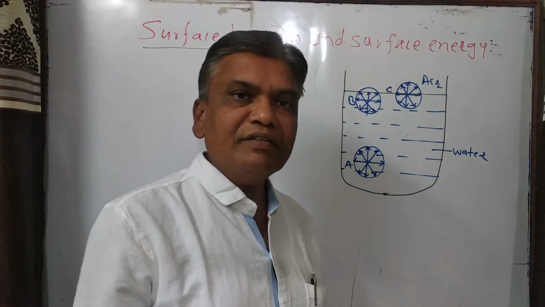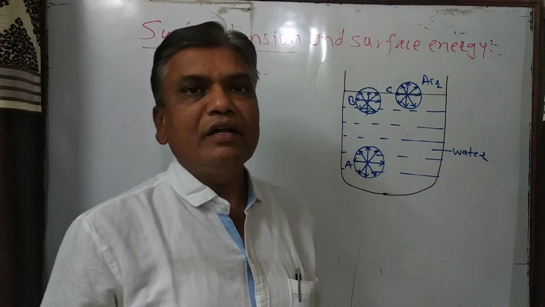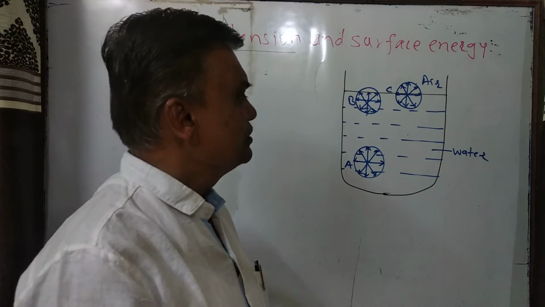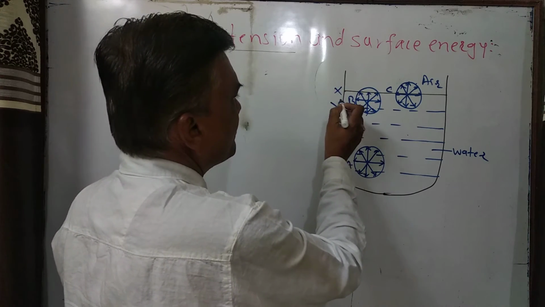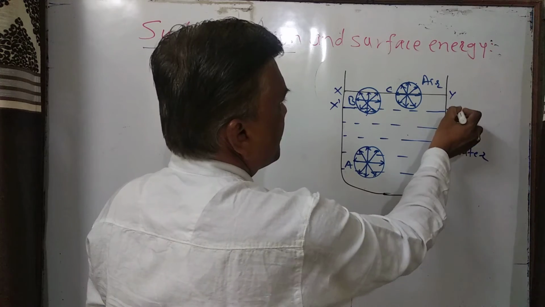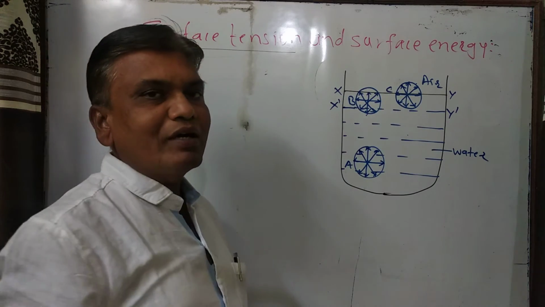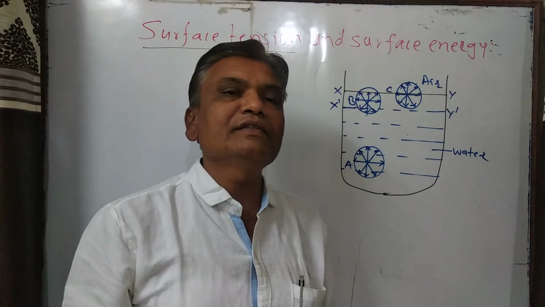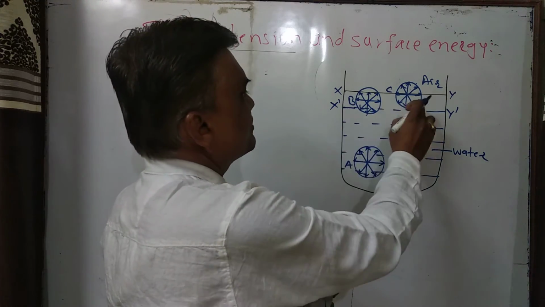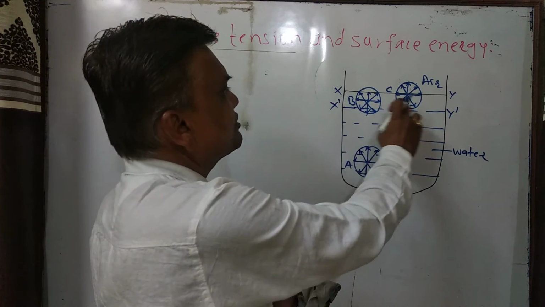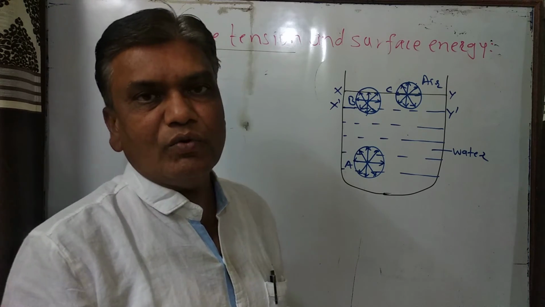We know very well that in solids intermolecular forces are very strong. In liquids, intermolecular forces are weak, and in gases, intermolecular forces are very, very weak. So the net resultant force acts in the downward direction, and this is the soap film. Suppose this is the soap film. So there is a force acting on molecules B and C in the downward direction, so those molecules lie in the surface film. Those molecules are always under the action of a force.